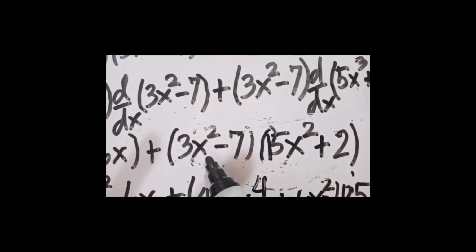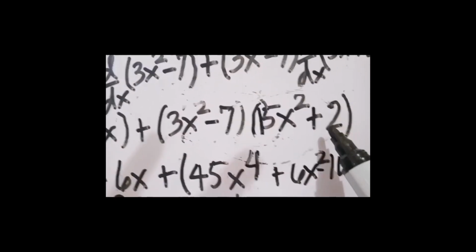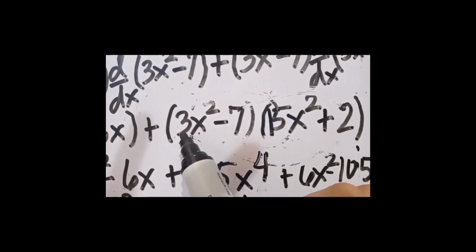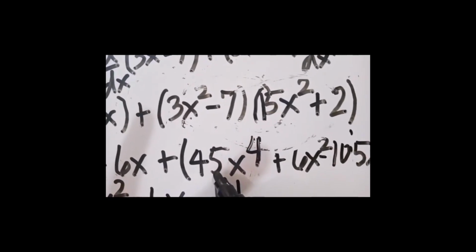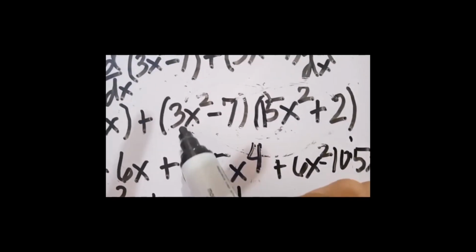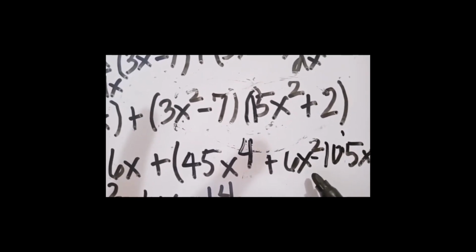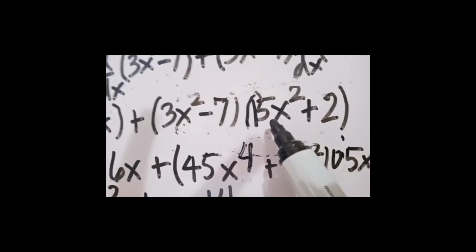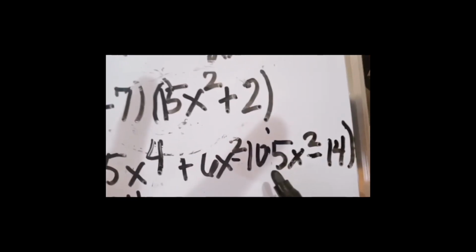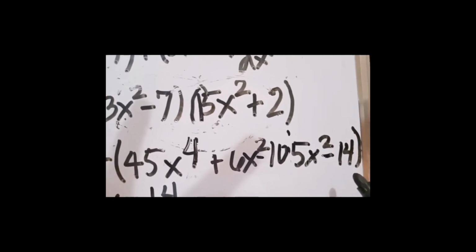Then plus, now we have a product of two binomials. We can distribute 3x squared to 15x squared plus 2, and negative 7 to 15x squared plus 2. Now, 3 times 15, that is 45x to the fourth. Then, 3x squared times 2 is 6x squared. Then, negative 7 times 15x squared, that is a negative 105x squared. Then, negative 7 times 2 is negative 14.